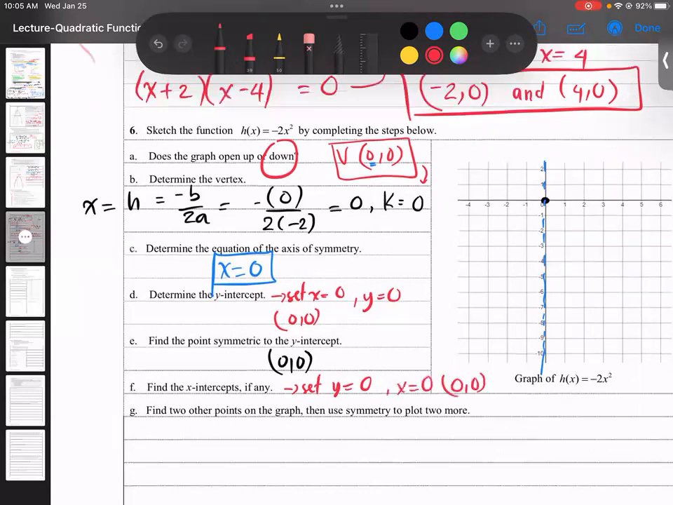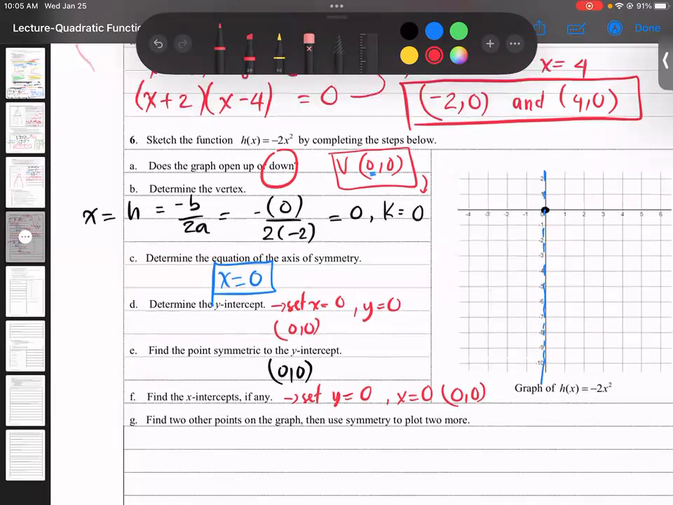Find two other points on the graph using the axis of symmetry to plot more. This information is not really helpful, there are a lot of zeros. So I have to find some more points using the axis of symmetry. Now you cannot just plug in any point. You have to use the equation, because you don't know how wide your graph is going to be.